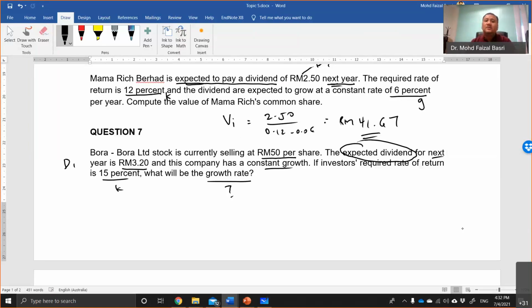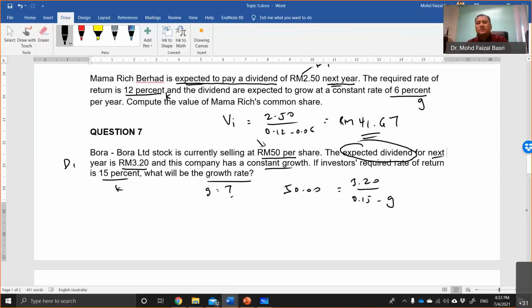So they ask, what will be the growth rate? So meaning we need to find G, because G is not given. Therefore, if G is not given, for the VI, the intrinsic value, we have to use the current price. So this 50 ringgit will be our so-called intrinsic value or the current price. This dividend, 320, is already our D1. You don't have to multiply with 1 plus G. The K is 15%, but the G is unknown.